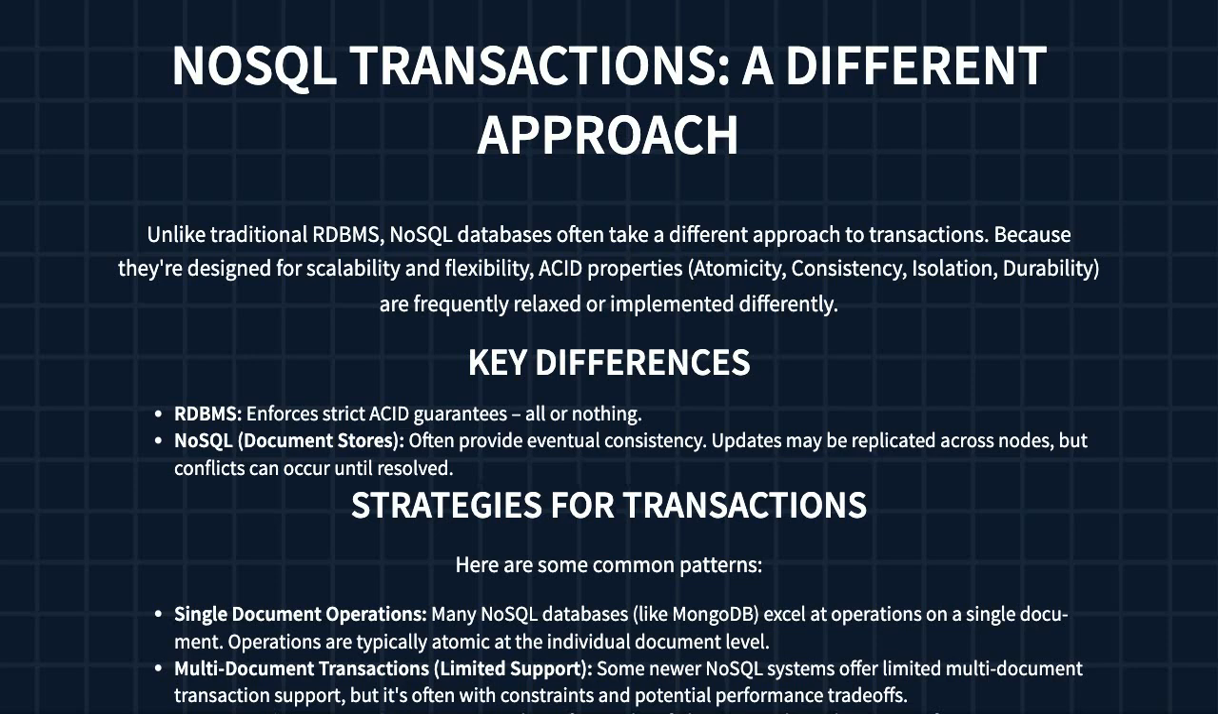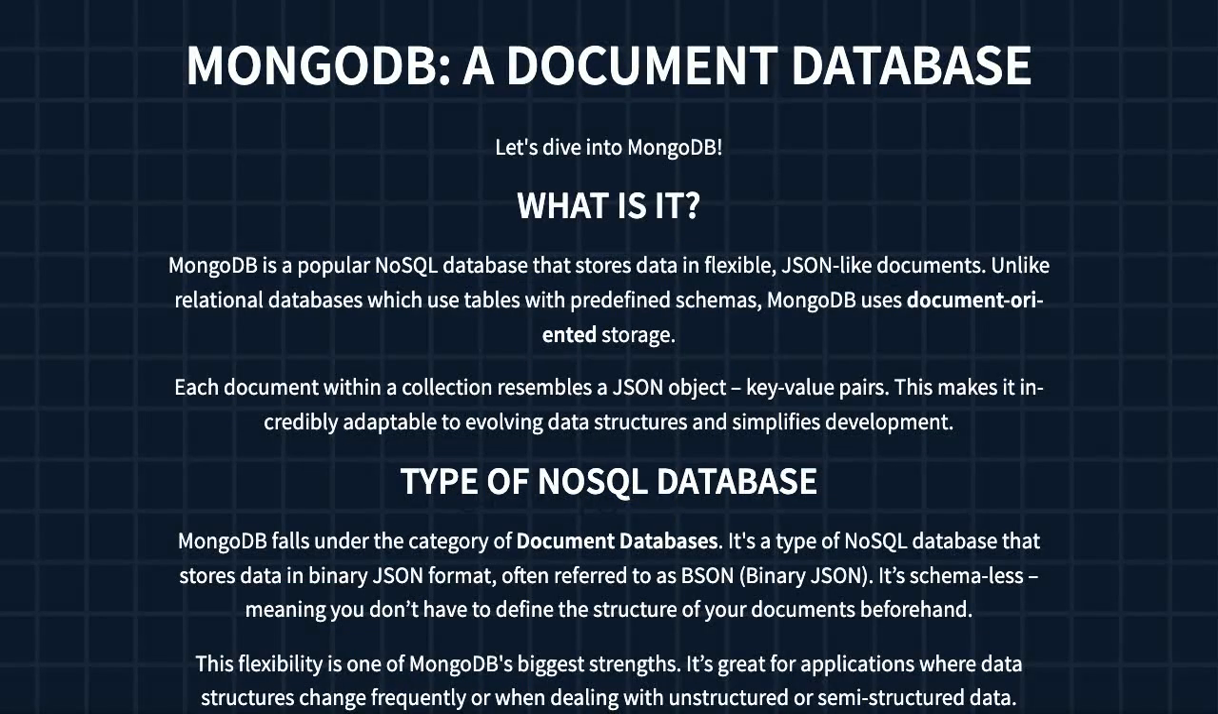Many NoSQL systems provide eventual consistency, meaning that updates might be replicated across multiple servers, but there's a short delay before everyone sees the latest data. You'll often see single-document operations are very reliable, but multi-document transactions can be more complex and limited. And finally, some databases use compensation transactions, like rolling back changes if something goes wrong, to ensure you get to an acceptable state eventually.